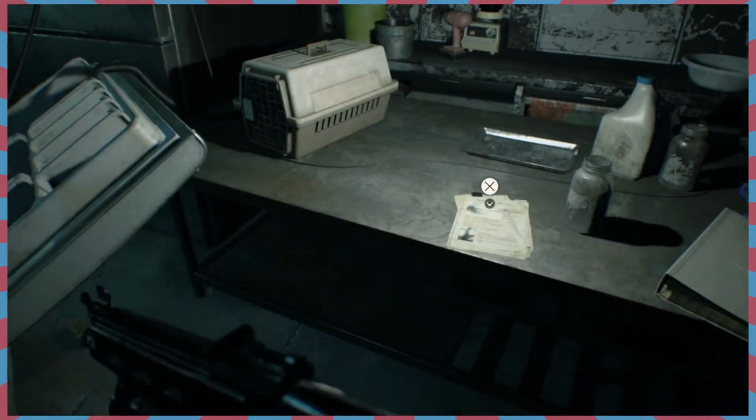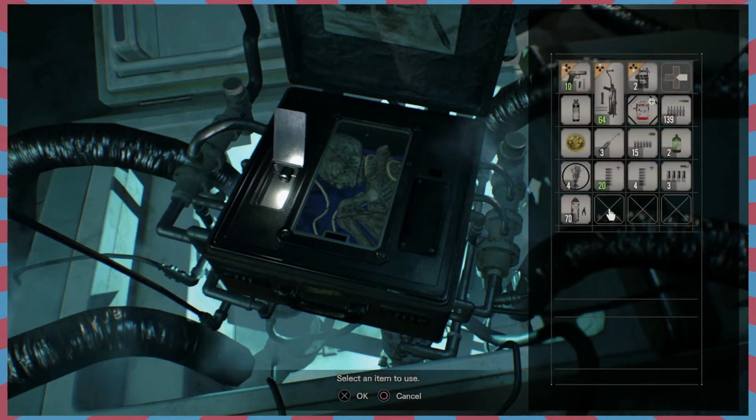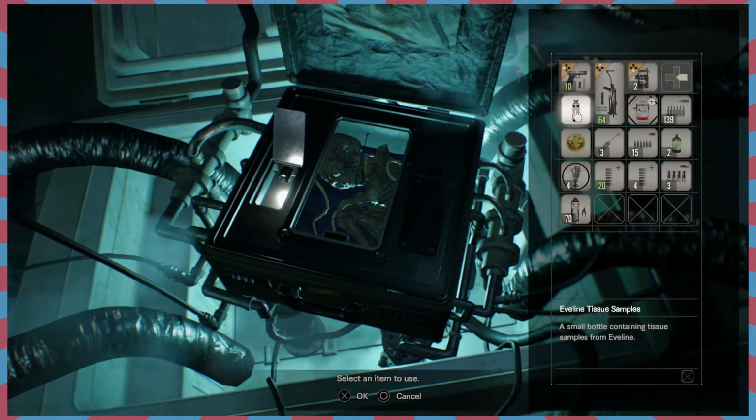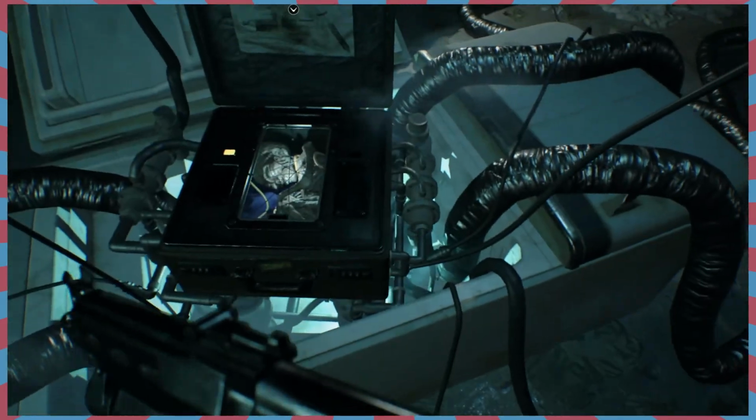What does the body do? I don't know. We'll never know. The box. Let's go look at the baby in the box. You actually have a tissue sample. Oh, yeah. Do it. And watch science happen.